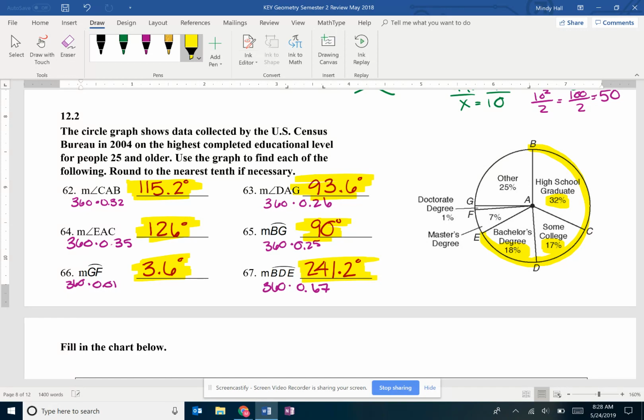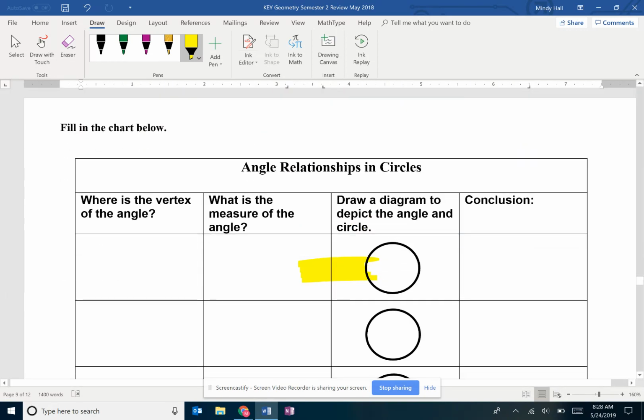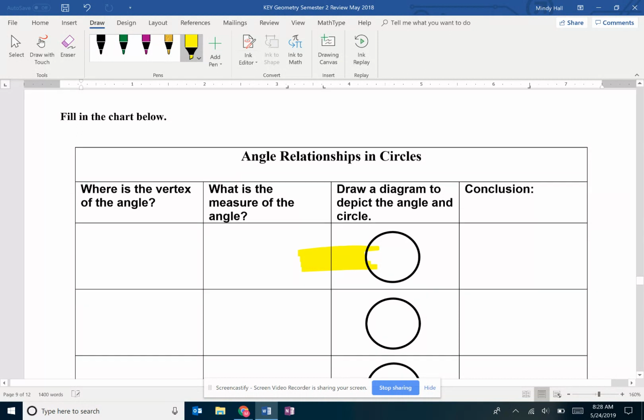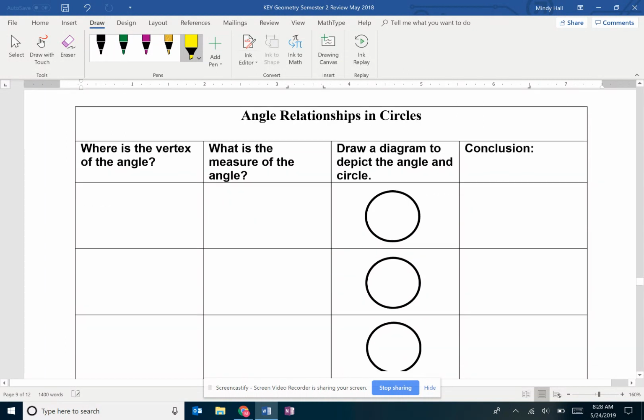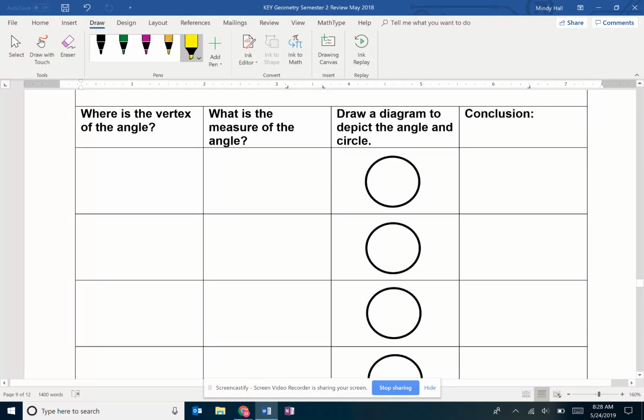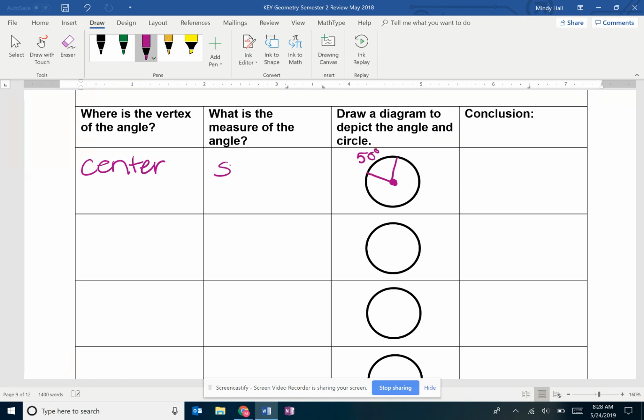All right. So with this chart, you do not have to fill it in because we did do it during notes. But if you do want to fill it in real quick, I'm just going to do it really fast. So first off, vertex of an angle, if it is in the center, and this is on your formula sheet, by the way, if you feel like you're not going to remember these rules, you have them on the final. But if the vertex is at the center, that'd be something like this. Let's say this is 50 degrees. It's going to be the same as the arc.